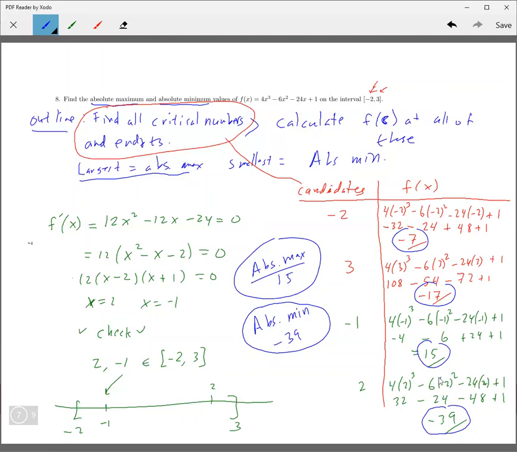Calculate the values at all of them, and it happened at these 2 right here. This is the lowest out of all, lower than those ones. This is the highest of all, it's higher than all 3 other ones. So those are the absolute minimum and maximum. Those are the values.